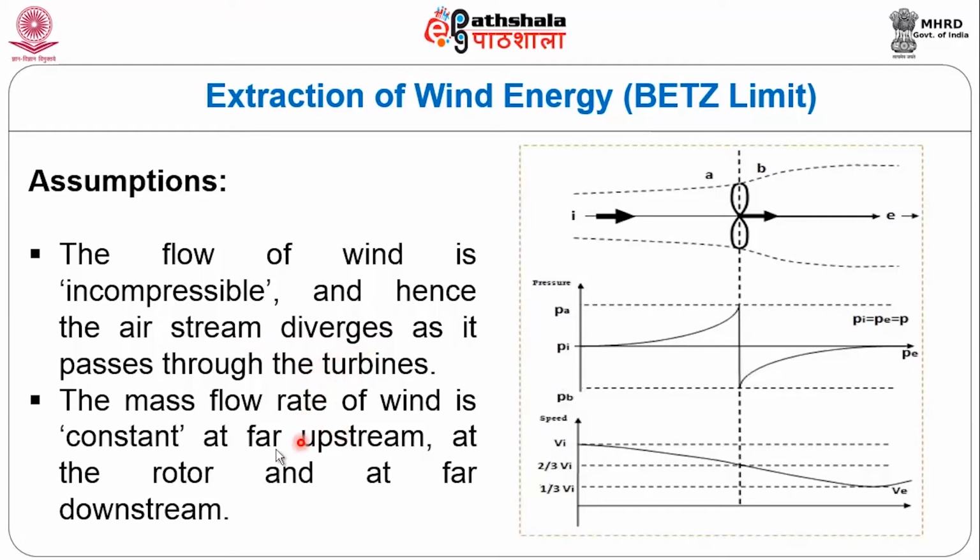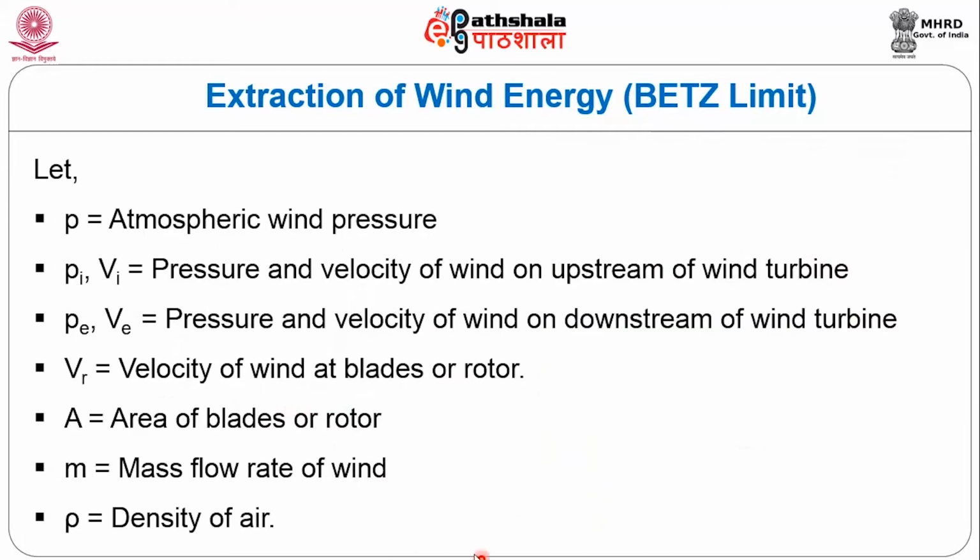The mass flow rate of wind is constant throughout: far upstream, at the rotor, and far downstream. So, the mass flow rate of wind before the rotor, at the rotor, and after the rotor is constant, and the flow of wind is incompressible. These are the assumptions made to do the derivation.